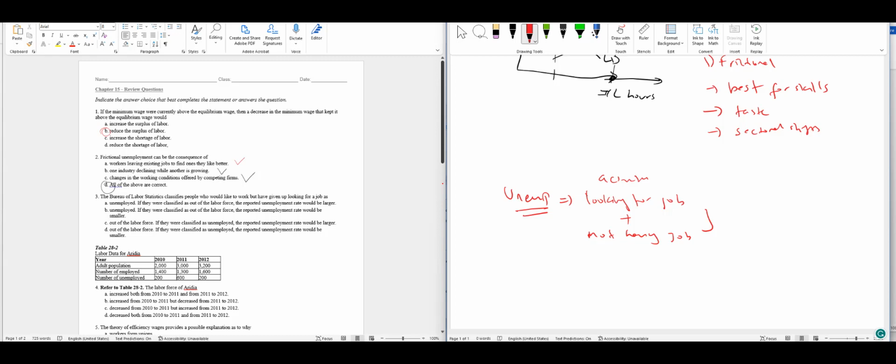If people don't have a job but they are not looking for a job, they are considered discouraged. Discouraged workers are not in the labor force. So they are not part of the labor force, they are classified as not in the labor force. Therefore, by looking at the sentences in the question, we understand that these people are not unemployed. They are out of the labor force. And if they were classified as unemployed, the reported unemployment rate would be larger.